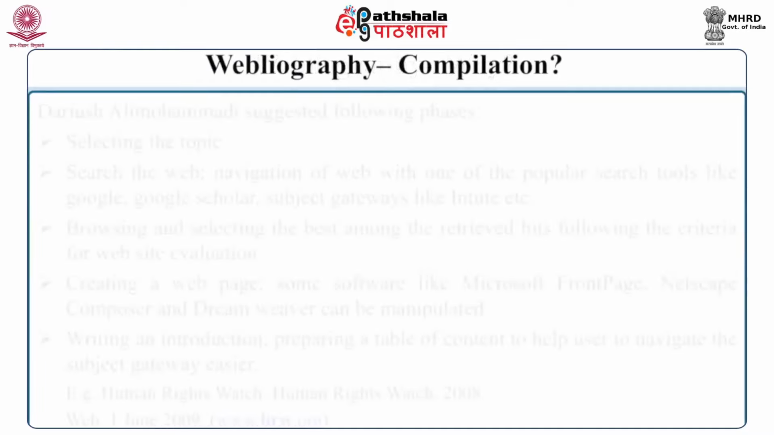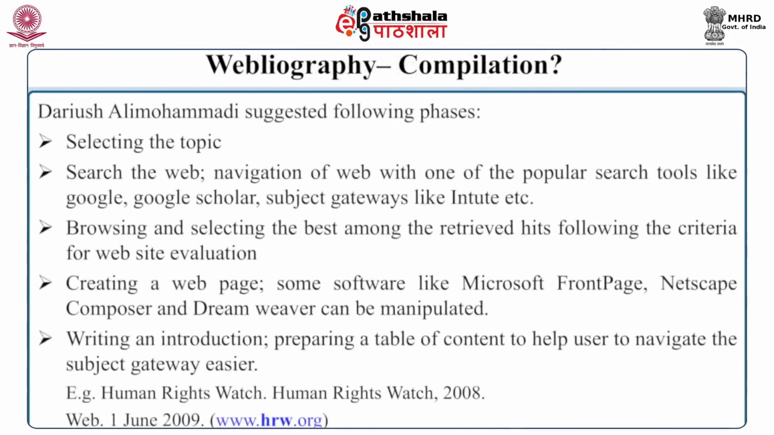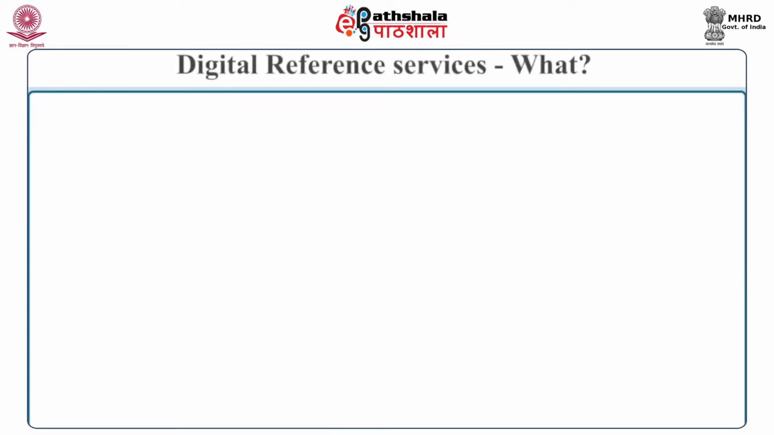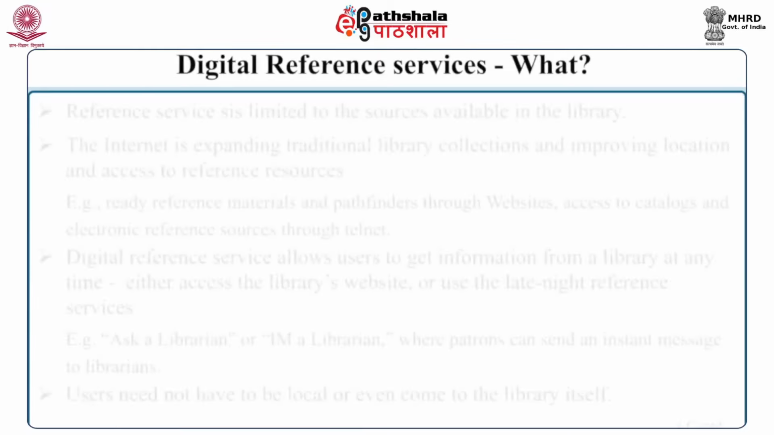So the steps in bibliography compilation include the selection of a topic, searching the web and selecting the best among the results, and creating a web page and posting everything on the web page as hyperlinks so that the user can access it online. The next service is digital reference services.